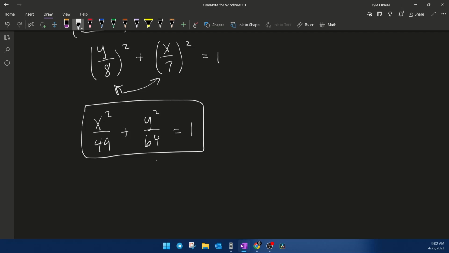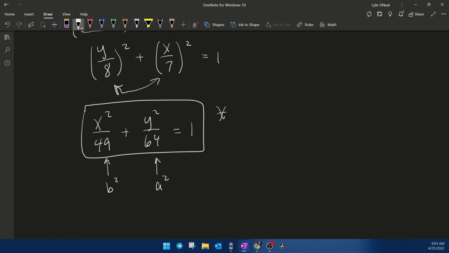And we know that the bigger denominator, that is the a squared, and so the other one is the b squared. And then we can go back to our information sheet, knowing that the larger denominator is under the y, that will indicate whether our major axis is a vertical major axis or a horizontal major axis. So all of this work here algebraically would have also led us to the correct graph.